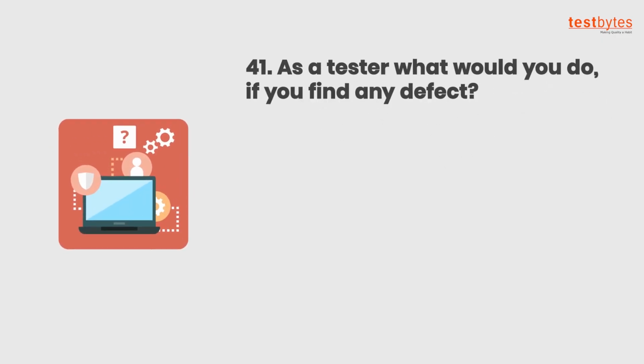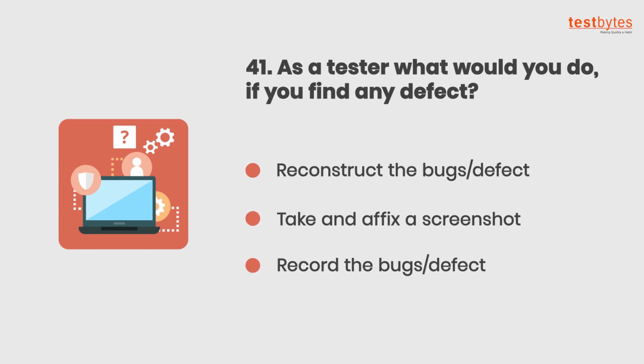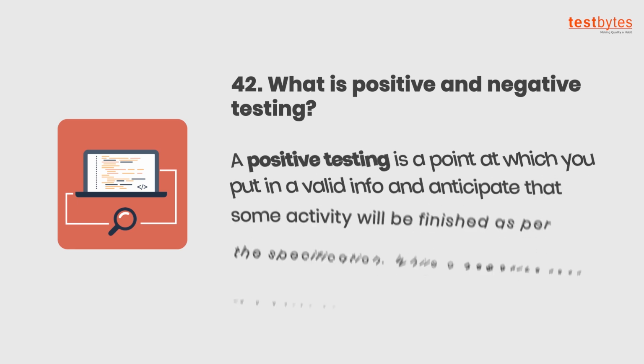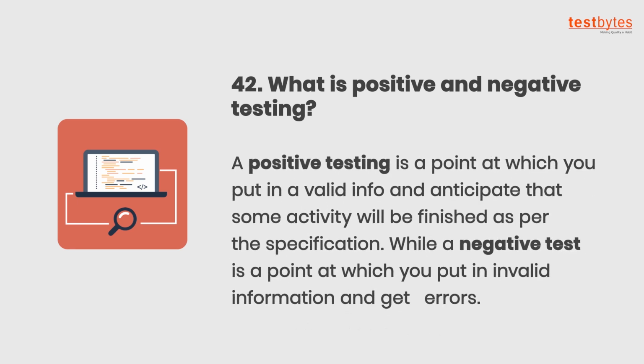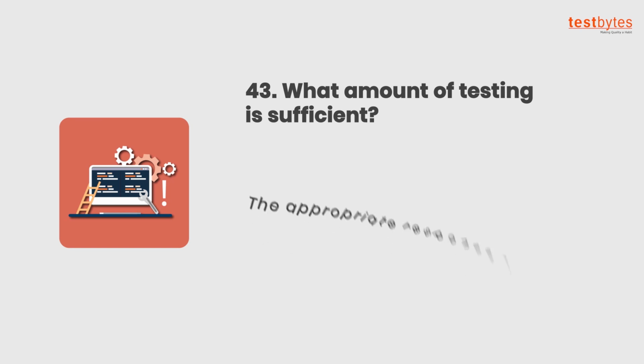Number 41. As a tester, what would you do if you find any defect? I would reconstruct the bugs and defect, take and affix a screenshot, record the bugs and defect. Number 42. What is positive and negative testing? Positive testing is a point at which you put in valid info and anticipate that some activity will be finished as per the specification, while a negative test is a point at which you put in invalid information and get errors.